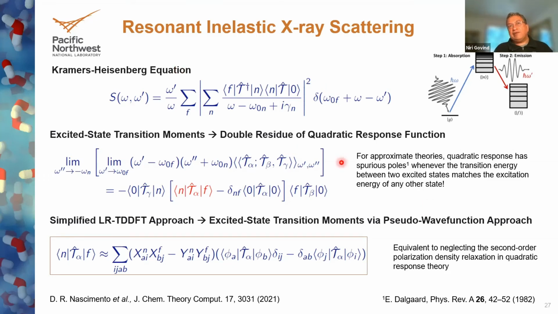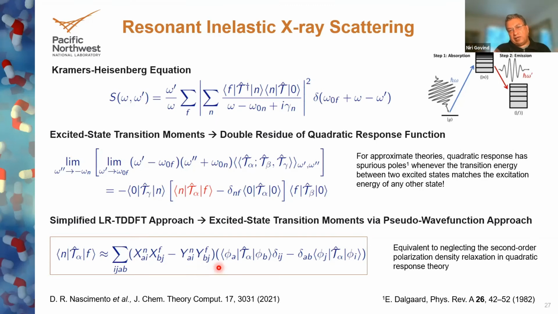We don't have a formal wave function within TD-DFT, but we do have these solutions, the X and the Y solutions that you get from solving the Casida equations. And can you compose an excited state transition moment using these quantities? And the answer is yes, you can approximately do this. And what you end up missing is the second order polarization density relaxation in quadratic response. You actually make a mistake by doing it this way.